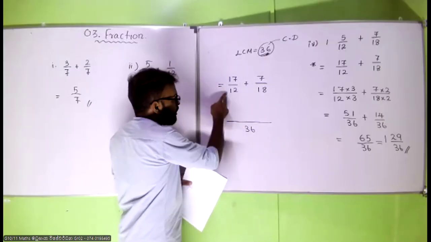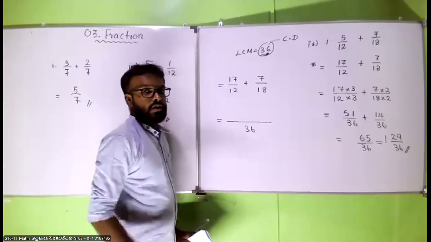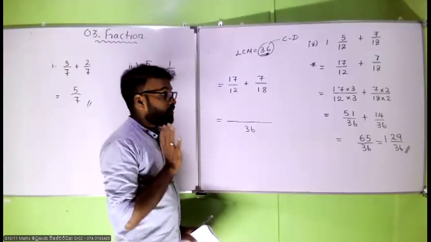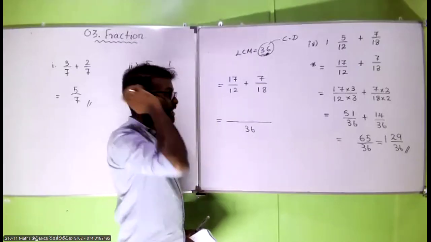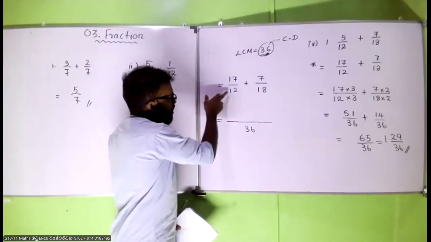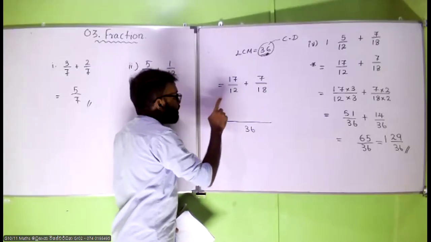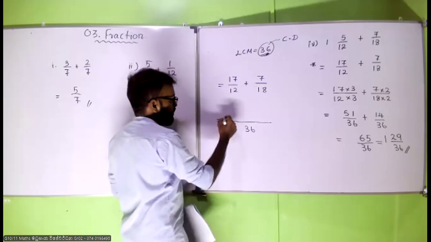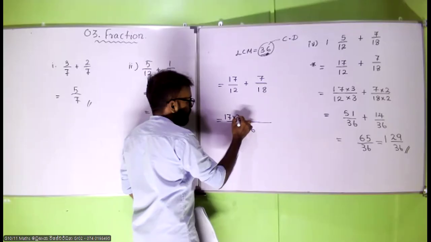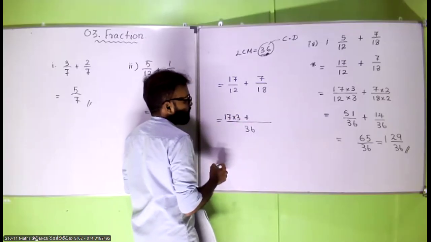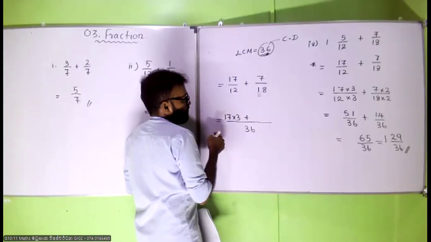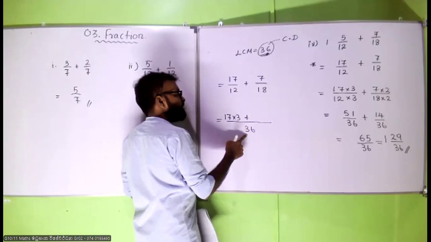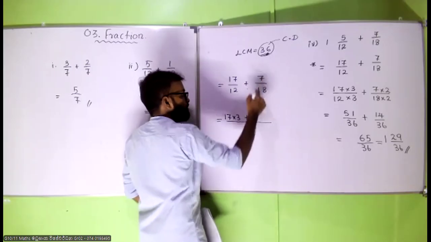How many 12s are there in 36? Same thing, I am going to reduce the steps. How many 12s are there in 36? 3. Okay. 3 into 17. You know that. If you know, you can easily write this. Here you have 18. How many 18s are there in 36? 2. 2 times 7, 14.